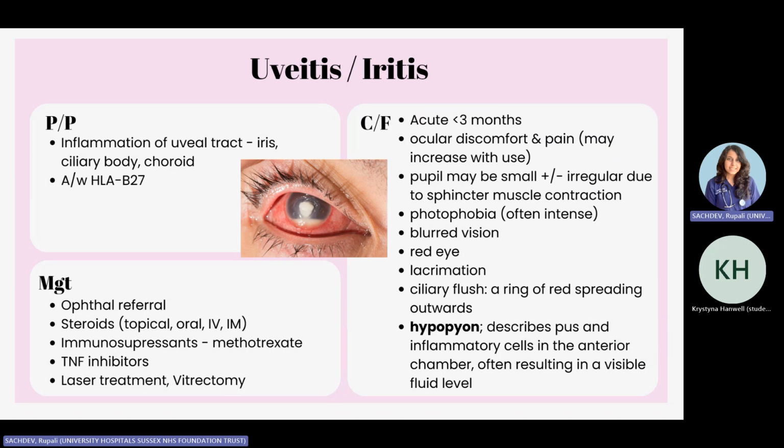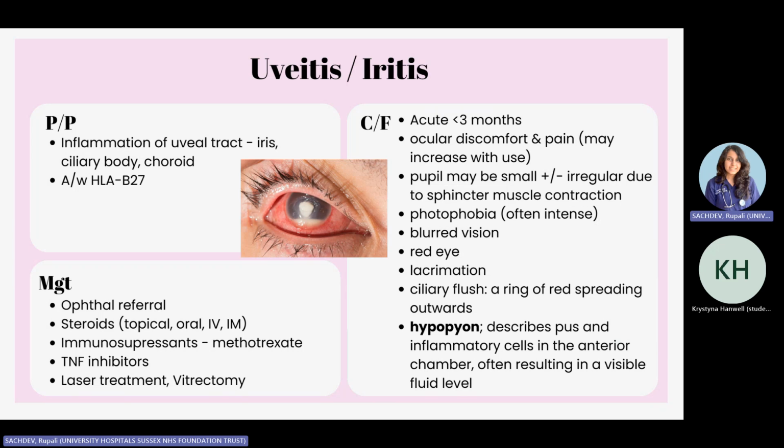The next one is uveitis or iritis. This is an inflammation of the uveal tract, which includes the iris, the ciliary body, and choroid. It's associated with HLA-B27, so these are your rheumatoid conditions. In terms of clinical features, it's going to be an acute presentation. Again, a painful red eye.